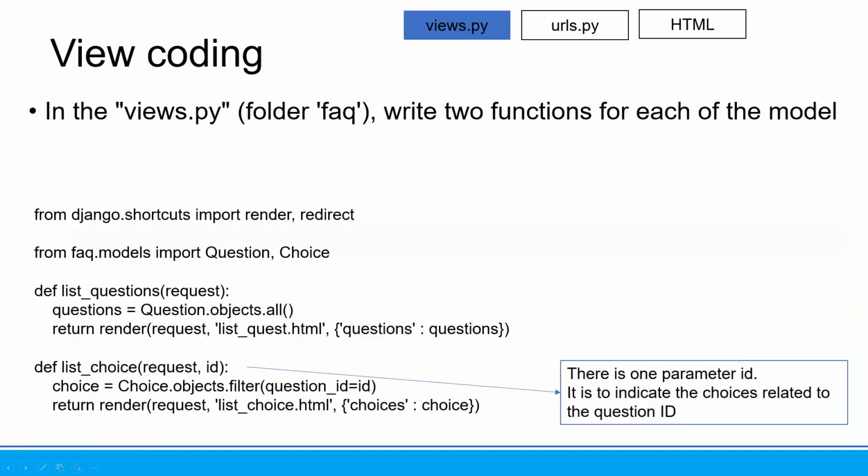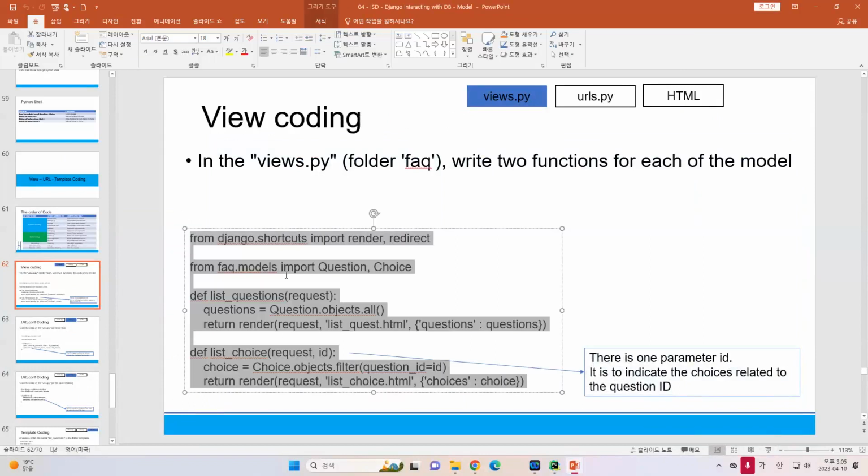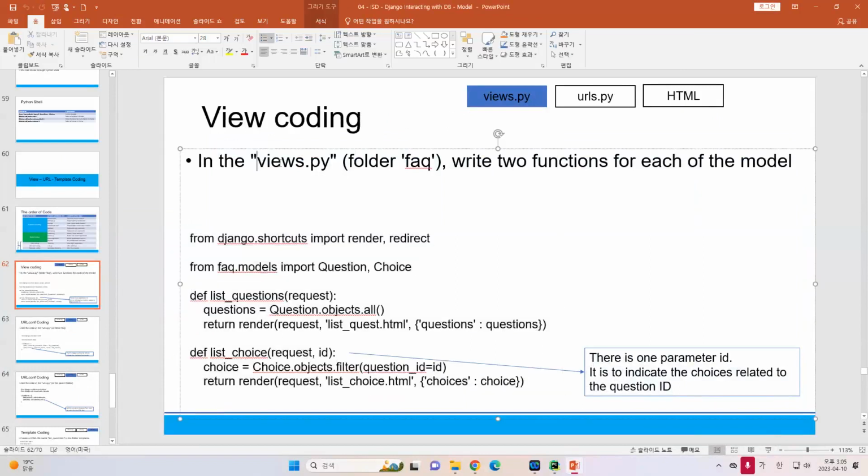So first, in the fuse.py, let's create a new file, fuse.py, in the folder FAQ, and let's write two functions. The first function will be showing the questions, and the other function will be showing the choice. So I will copy and paste this one, and let's create fuse.py in the folder FAQ.